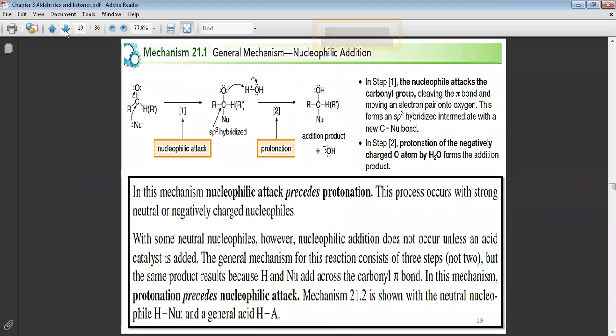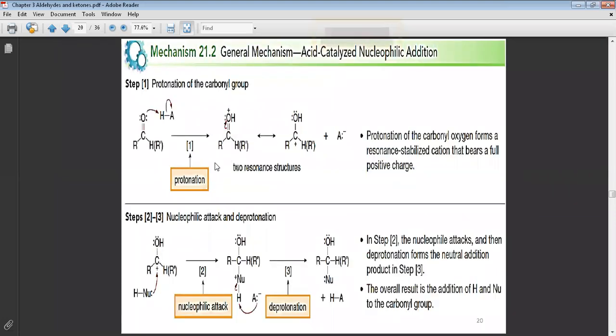Look at the mechanism. This is the mechanism. If you use a neutral nucleophile, look, this is a neutral nucleophile, not very strong, a weak nucleophile. That means it cannot attack here, the partially positive charge. So we use a catalyst. Look, general mechanism: acid-catalyzed nucleophilic addition.